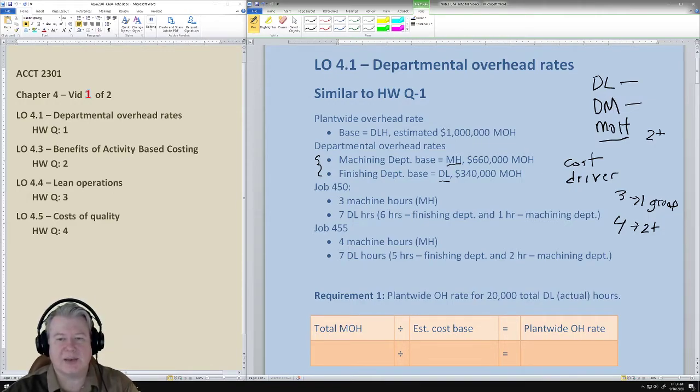So you'll see a lot of times we recalculate things and then compare them. What do our costs look like under just one group of manufacturing overhead, and what does it look like under 2 or more groups?